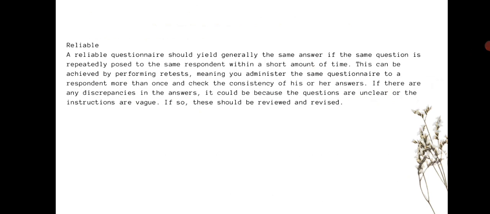Reliable. A reliable questionnaire should yield generally the same answer if the same question is repeatedly posed to the same respondent within a short amount of time. This can be achieved by performing a retest, meaning you administer the same questionnaire to a respondent more than once and check the consistency of his or her answers. If there are any discrepancies in the answers, it could be because the questions are unclear or the instructions are vague. If so, this should be reviewed and revised.